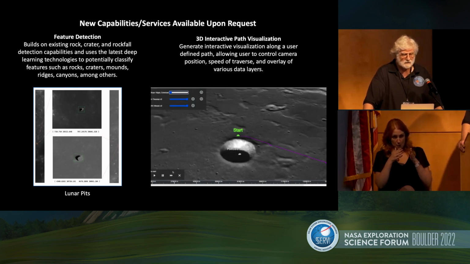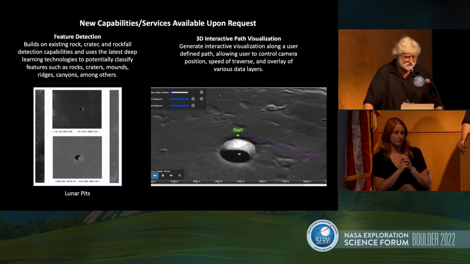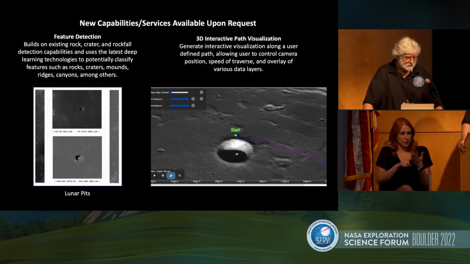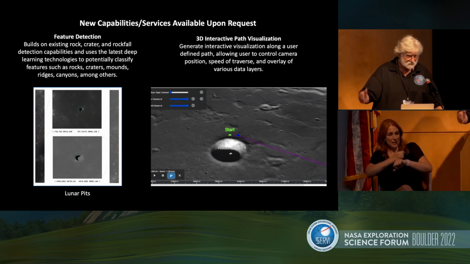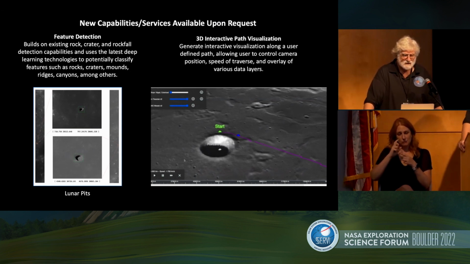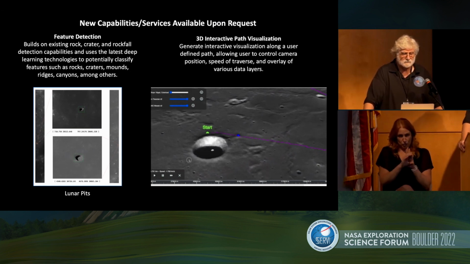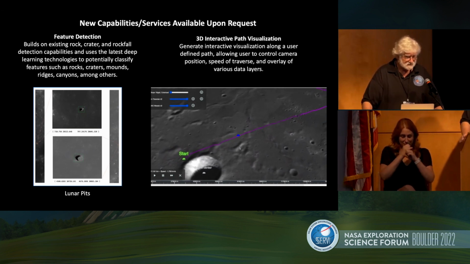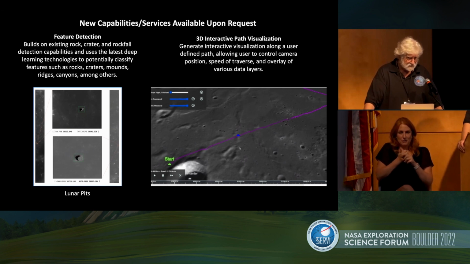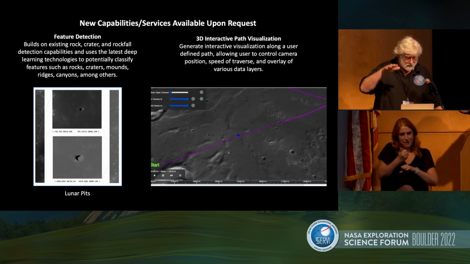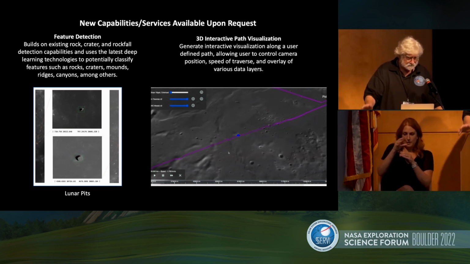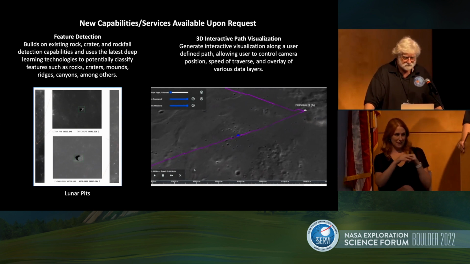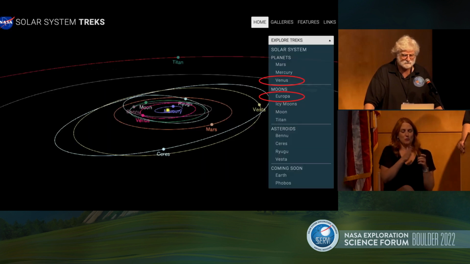We have new capabilities, including generalized feature detection. So extending the AI and ML base to train to new other types of features, as well as 3D interactive traverse path visualizations. So you can actually position yourself above a traverse. You can move your camera position up and down, pan left, right, and you can load various data layers as you control your traverse along your designated path.